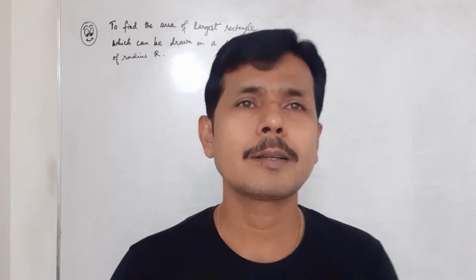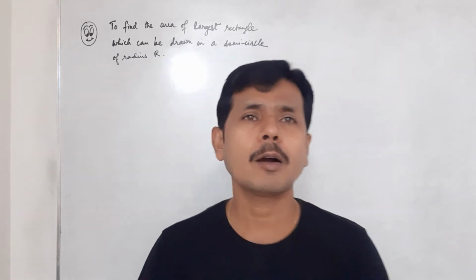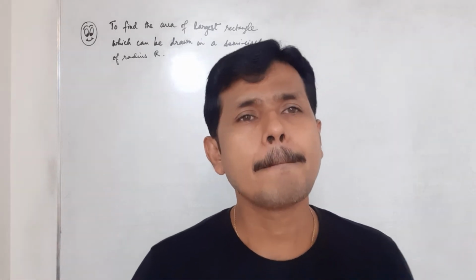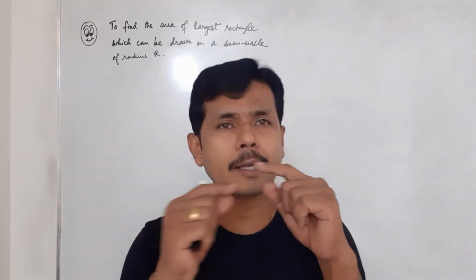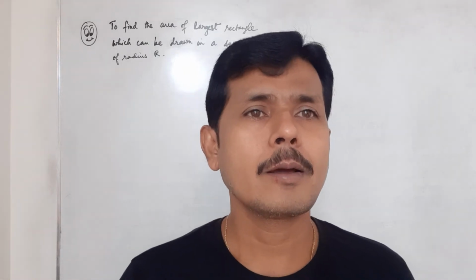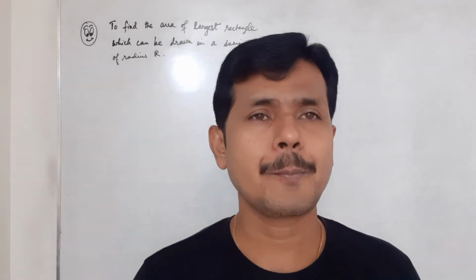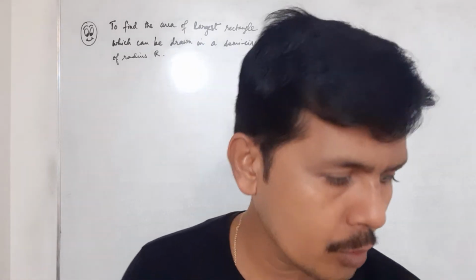Hello students, today we are going to find the area of the largest rectangle that can be made in a semicircle whose radius is given, that is equal to r. Okay, let us do the work.